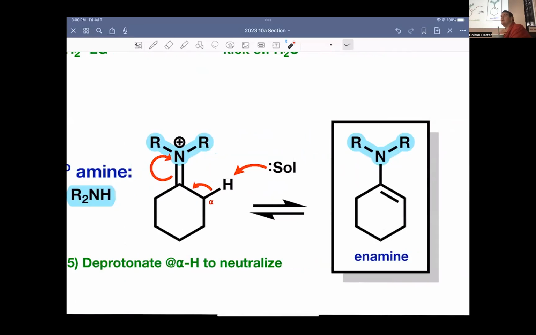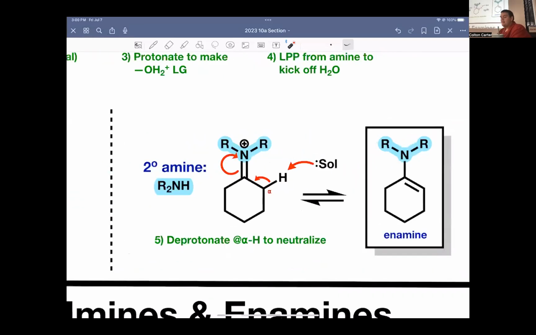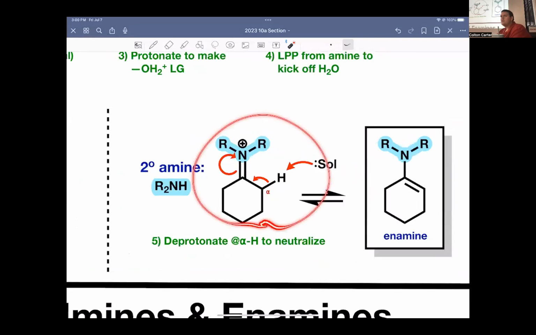So the reason I think that knowing that alpha name is useful is because now instead of saying, well, you go over to the next one and then you take the H, you do an alpha deprotonation. It just gives you language to talk about it.